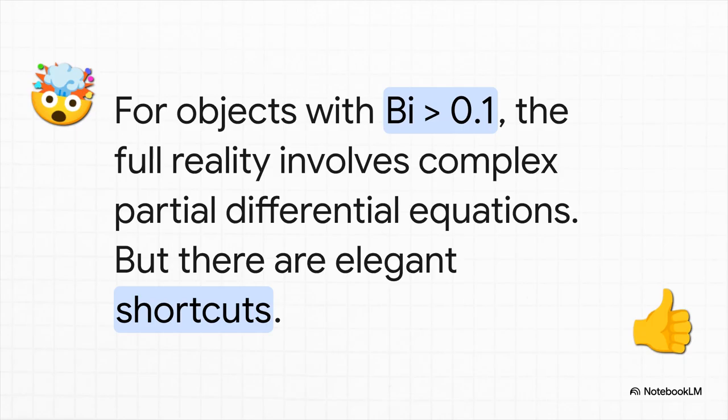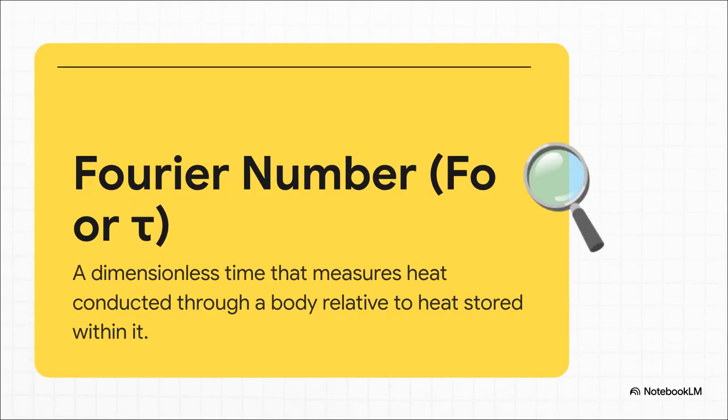Thankfully, just like before, there are some incredible shortcuts that give us great answers without all the mathematical heavy lifting. To use these shortcuts, we need one more tool. Let's introduce another key player, the Fourier number. The easiest way to think about this is as dimensionless time. It's not about seconds or minutes, it's a measure of how far the heat has managed to soak into the object. A small Fourier number means you just put the roast in the oven. A large one means it's been in there for a good long while.